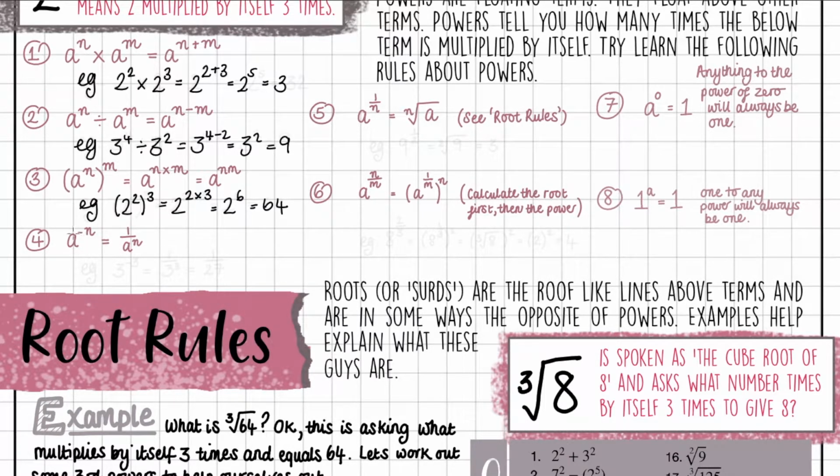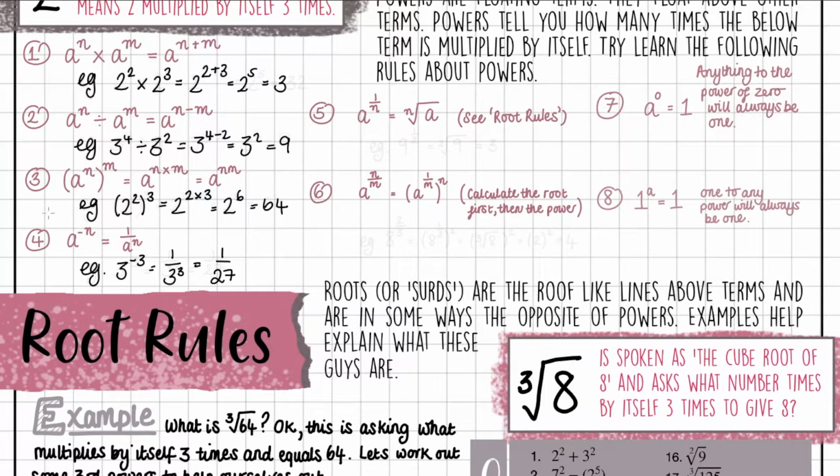Fourth rule, a to the minus n is equal to 1 over a to the n. Really simple rule. If you've got a minus, knock it down. It goes into a fraction. But in this example, 3 to the minus 3, well, that's just 1 over 3 to 3. And that is 1 over 27.